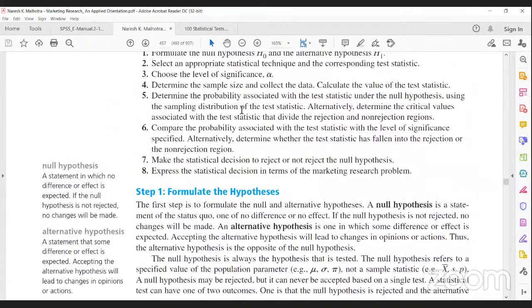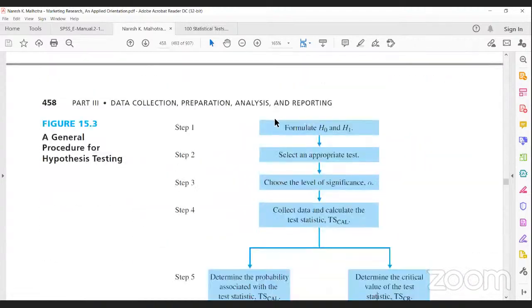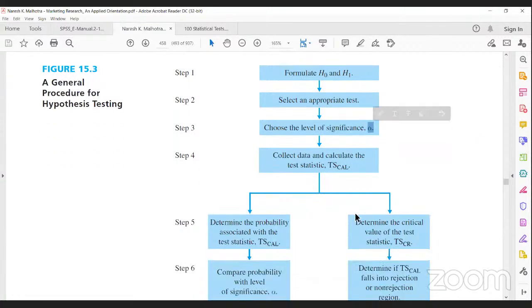So these are the steps, the general procedure of hypothesis testing, explained in a schematic diagram. What is the first step? Formulating the null and alternative hypothesis. Step 2 is selecting an appropriate test. Then choose a level of significance. You need to select whether you are going with 95% confidence or 99%. That is up to you, and you can accept up to 90% also in extreme cases. These are the steps we need to follow in any statistical hypothesis procedure.